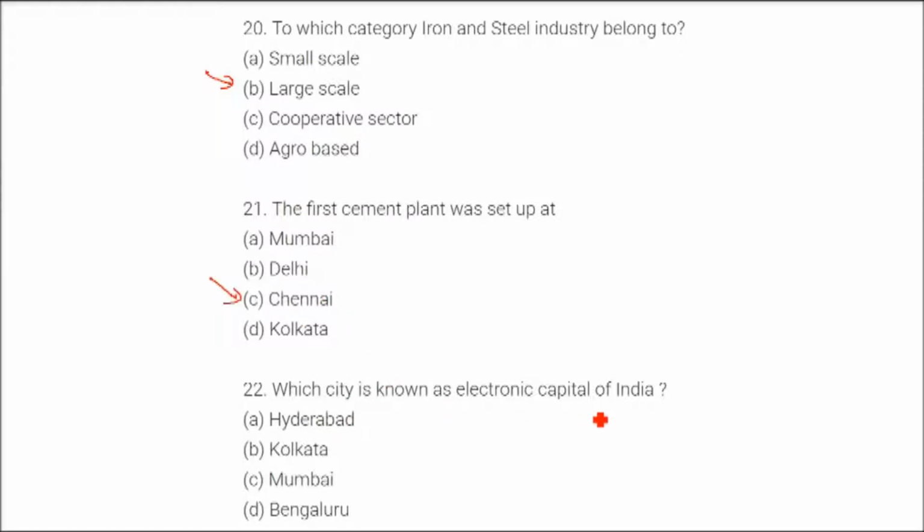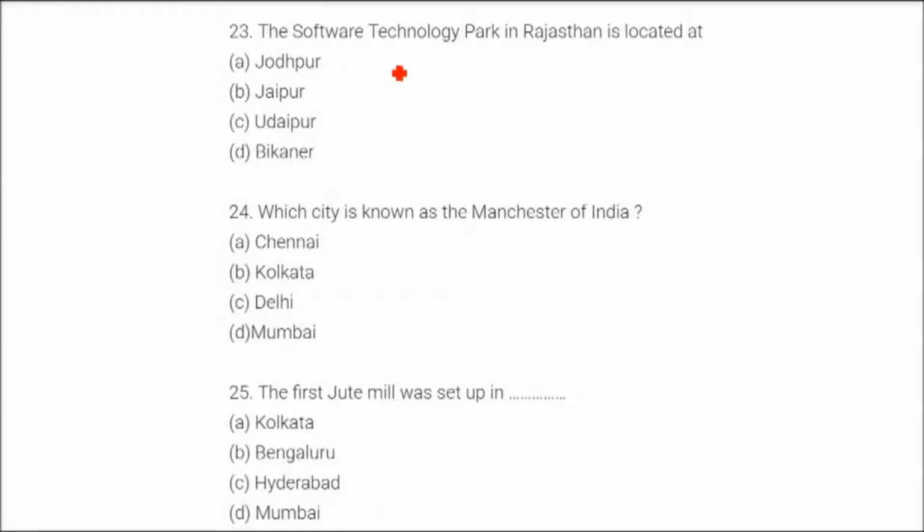Which city is known as electronic capital of India? Bangalore. The STPI, that is Software Technology Park in Rajasthan, is located at Jaipur. Which city is known as the Manchester of India? It is Mumbai, because of the various mills and textiles and so on. The first jute mill was set up in Kolkata.